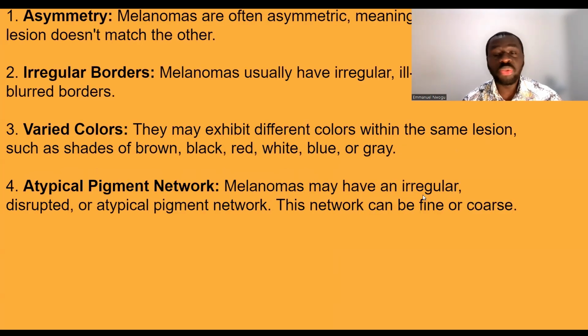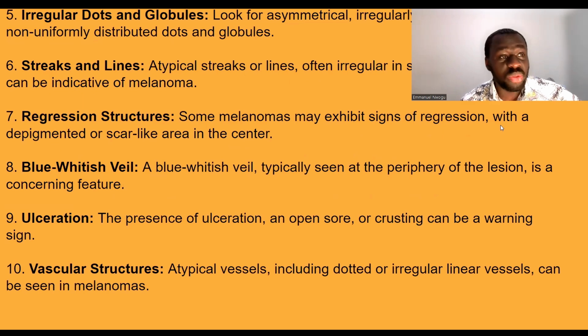So common features that you will notice in a melanoma would be asymmetry, which means if you divide the lesion into two, you would usually not get roughly two equal halves. The borders or margins will usually be irregular, and you could see multiple colored variations or variegated coloration. Atypical pigment network. So these are common things you look out for: irregular dots and globules, streaks and lines. You could see what we call regression, where you begin to see fibrotic, whitish tissues.